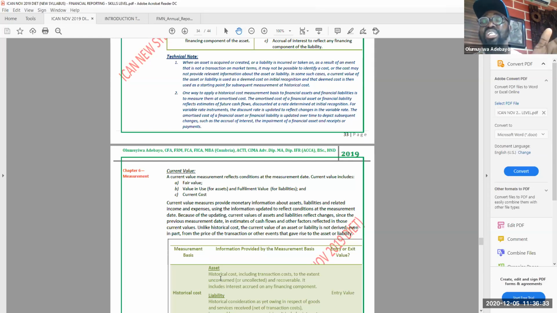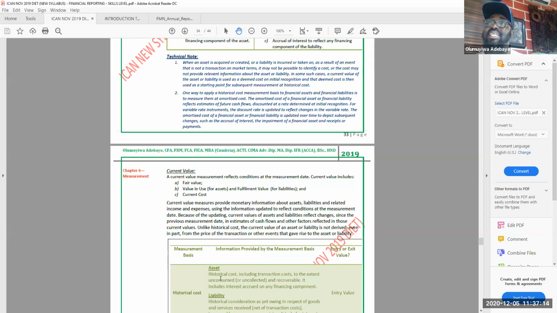We also have value in use. Value in use is the present value of the cash flow that is expected to be generated from an asset over its lifetime. Whereas the alternative to value in use is the fulfillment value for a liability, which is the present value of the cash flow that's expected to be paid to settle the liability over its lifetime. Which means present value is the next to fair value. And present value for an asset cash flow is what we call value in use. Present value for liability cash outflows is what we call what? Fulfillment value.